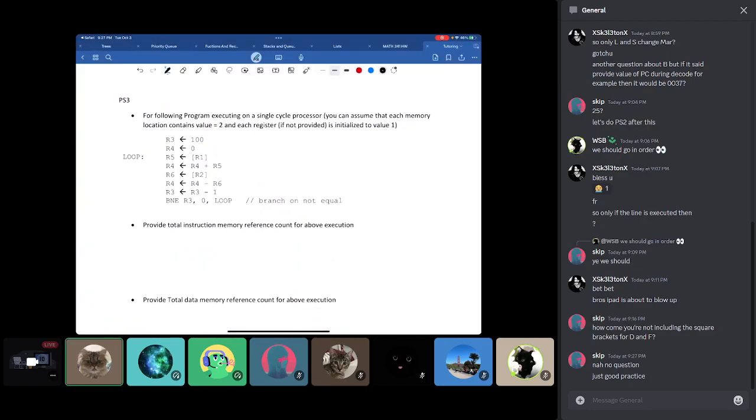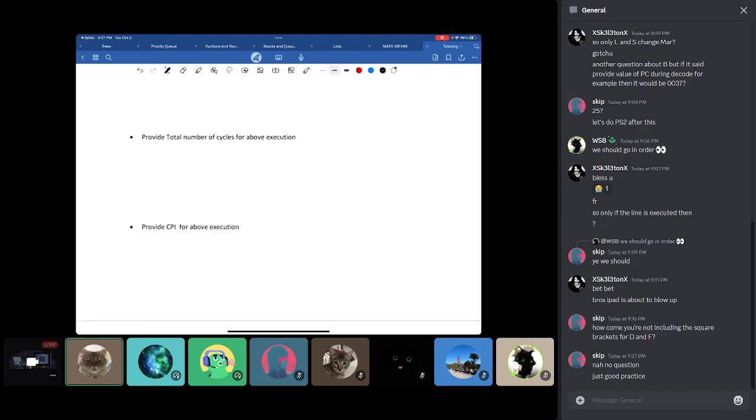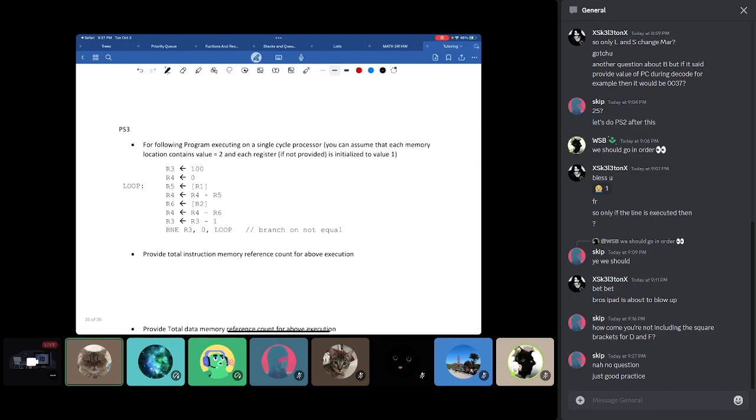We're saying for the following program executing on a single cycle processor, right? I think that means each instruction just has one cycle, or that it can only run one cycle at a time. It's saying you can assume that each memory location contains a value equal to 2 and each register, if not provided, is initialized to 1. This is basically what we're answering on the exam.